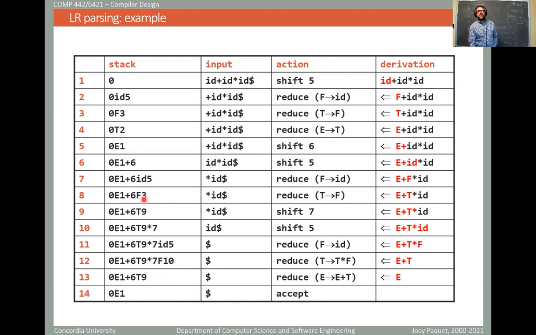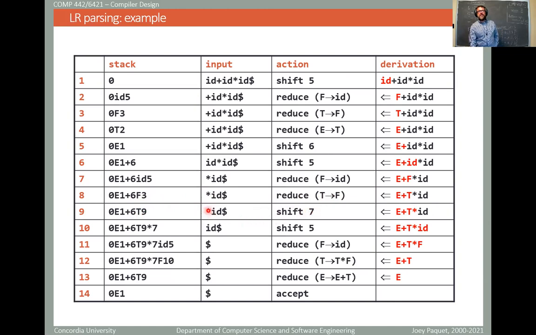So I'm going to remove this F here from the stack, the right-hand side, and then I'm going to push T. And I'm going to go into the go-to table 6T, and I will find 9, which I push onto the stack. Then I have 9 times or 9 star. If I go in the table, I will find shift 7.